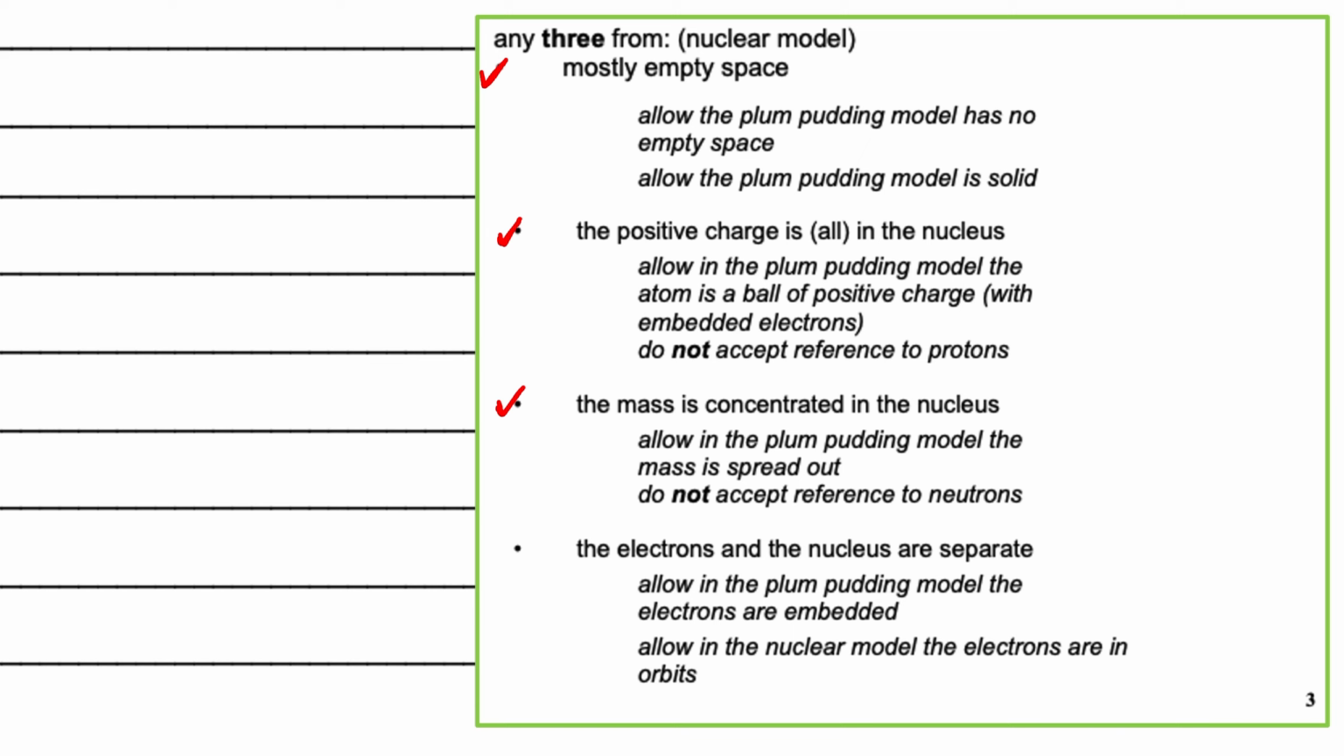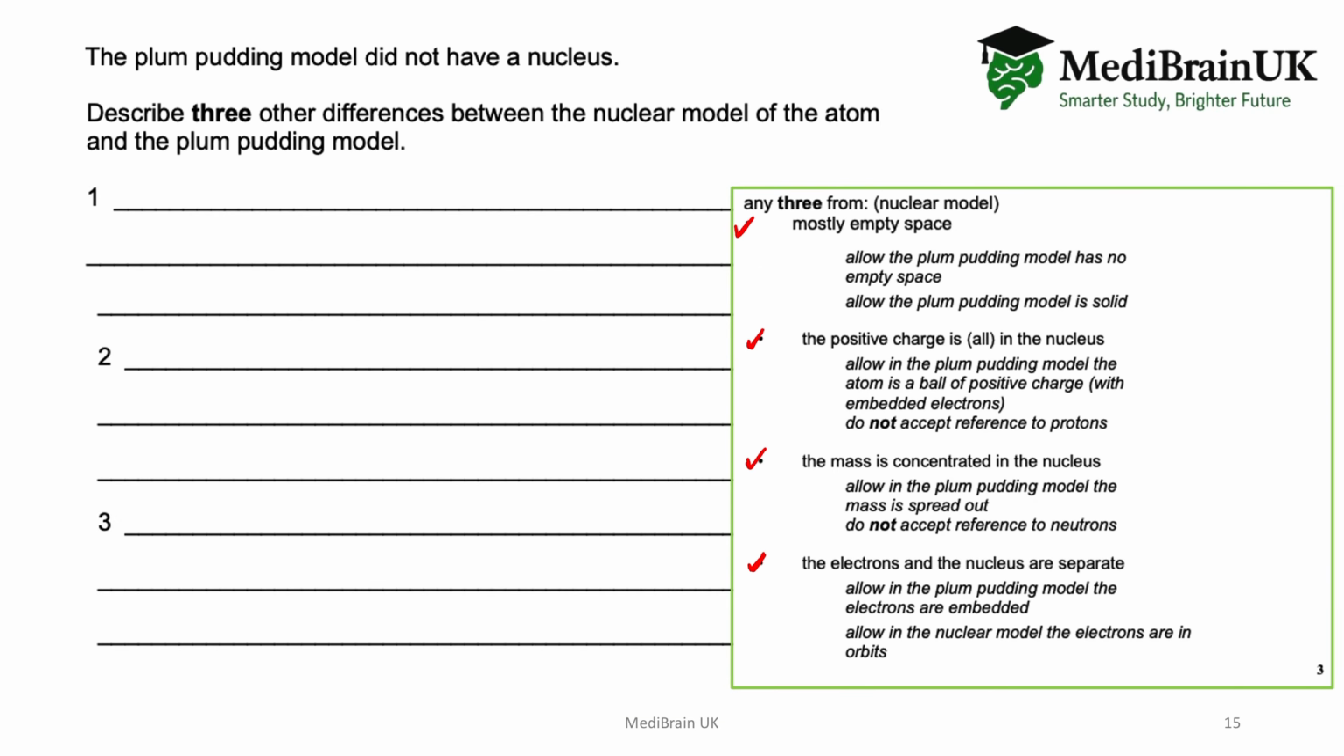That's another difference. And in your nuclear model, the electrons and the nucleus are kept separate to each other. So when you're comparing the nuclear model of the atom versus the plum pudding model, these are the points that you need to learn. This is a common exam question. Normally you get asked a question on the history of the atom on your Chem paper 1. The nuclear model of the atom is mainly empty space. The positive charge is concentrated in the center, in the nucleus. The mass is also concentrated in the center, which you call the nucleus. And the electrons and the nucleus are kept separate, whereas in the plum pudding model, it's vice versa.